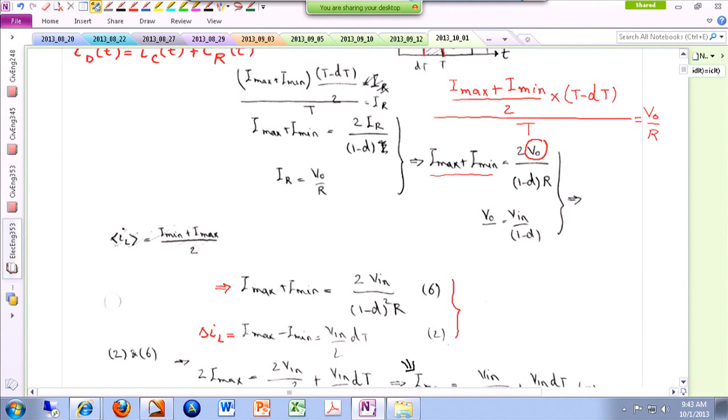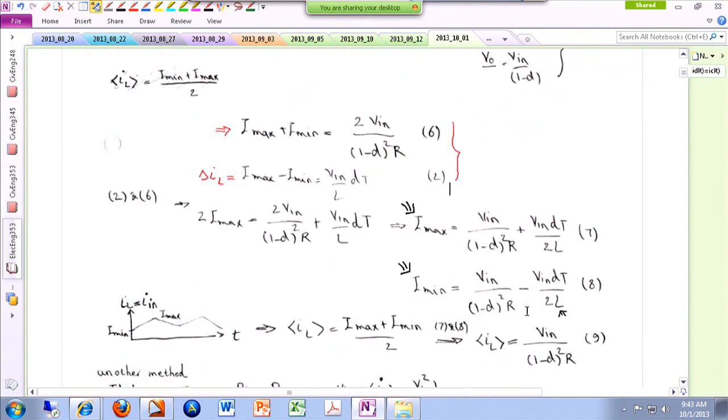So I have two parameters that I'm looking for, I max and I min, and I have two independent equations, so I can just solve these two equations and find an expression for I max and an expression for I min. So here it is. I max turns out to be this expression, V in over 1 minus D squared times R, plus half of the ripple, which is V in dt over twice the inductor. And I min is basically the same expression, only with a negative sign.